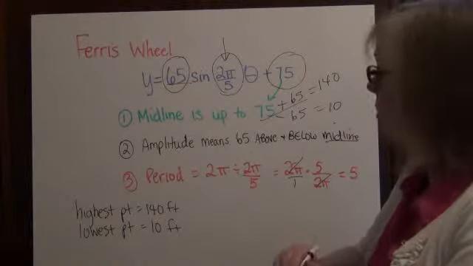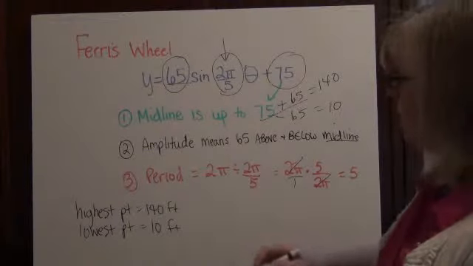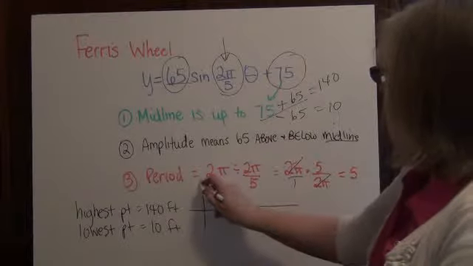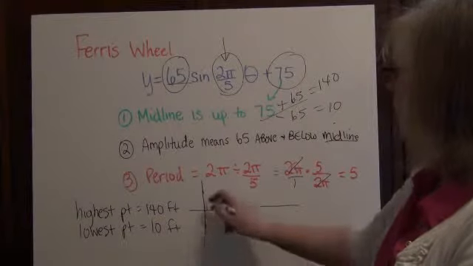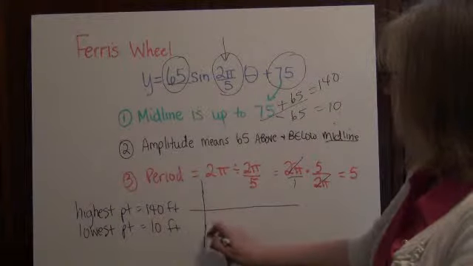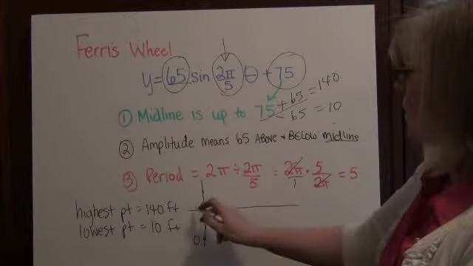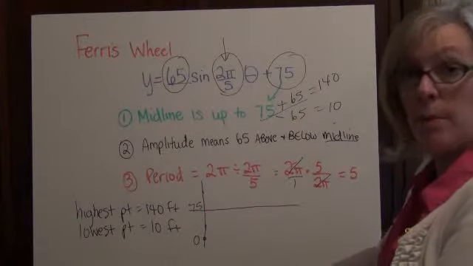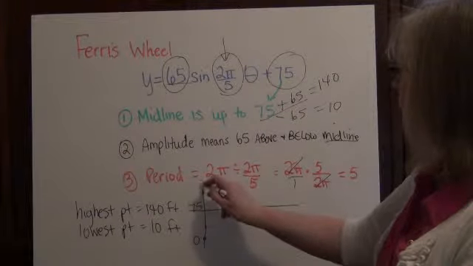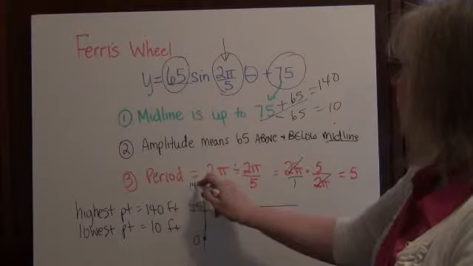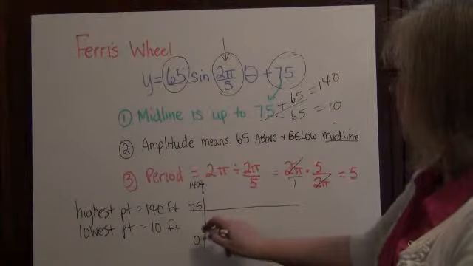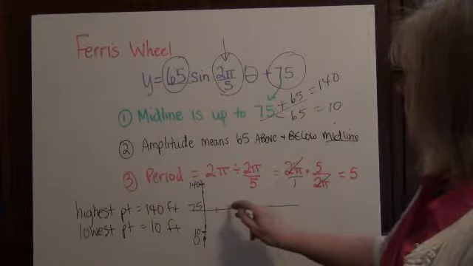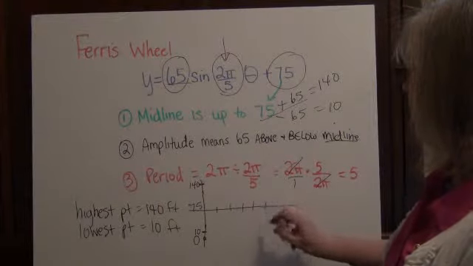You know how slow Ferris wheels are. So if I needed to graph this, it would look something like this. Going to be kind of small. Let's call this 0, and let's call this 75 feet. Okay, that's my midline. And I'm going to go up here to 140. We already decided that was our top. And I'm going to come down here to 10. That was our bottom. And it takes 5 minutes, so I'll go 1, 2, 3, 4, 5.